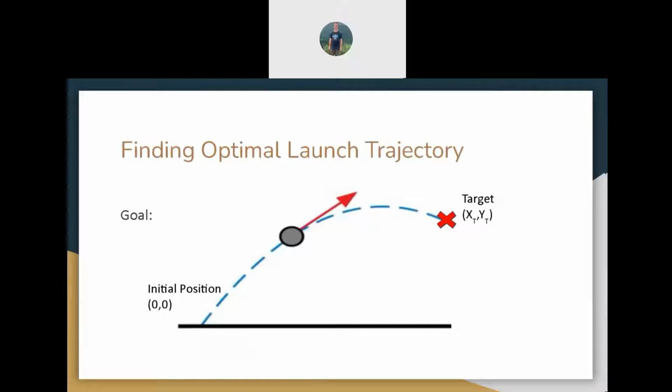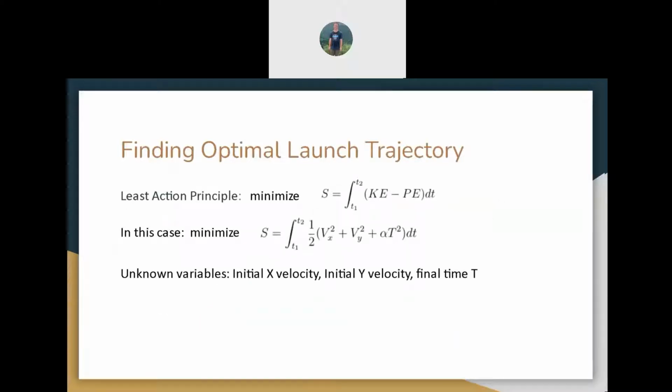So like I just said, the first goal of this project is to find the optimal launch trajectory to throw the ball at the target while minimizing the energy needed. We use the least action principle as a starting point, where we seek to minimize the integral of the kinetic energy minus the potential energy.